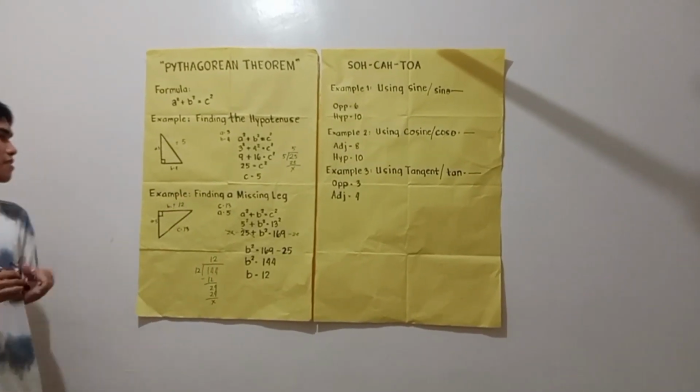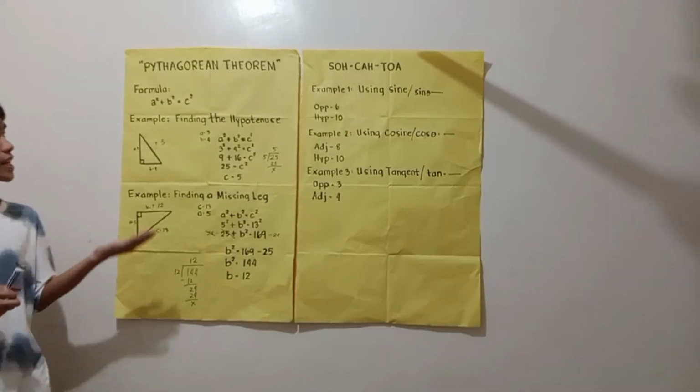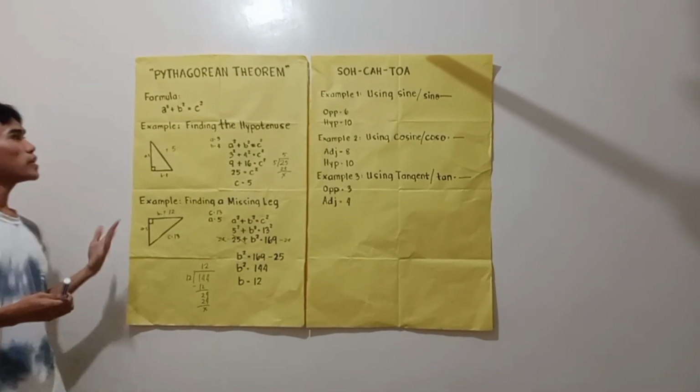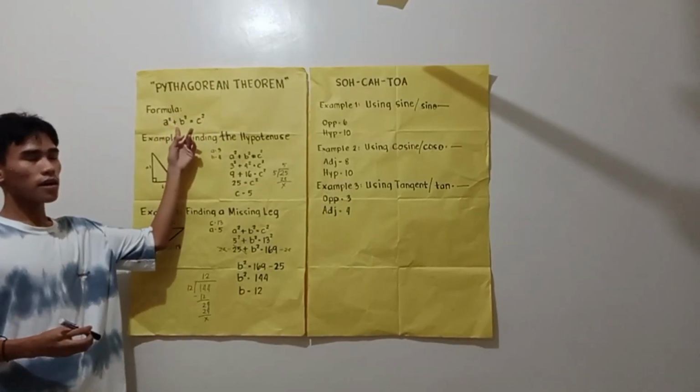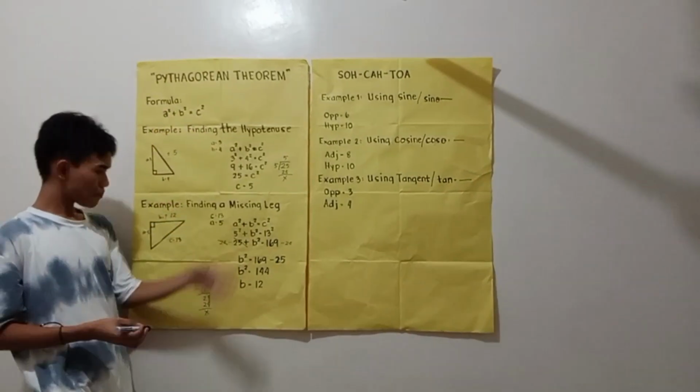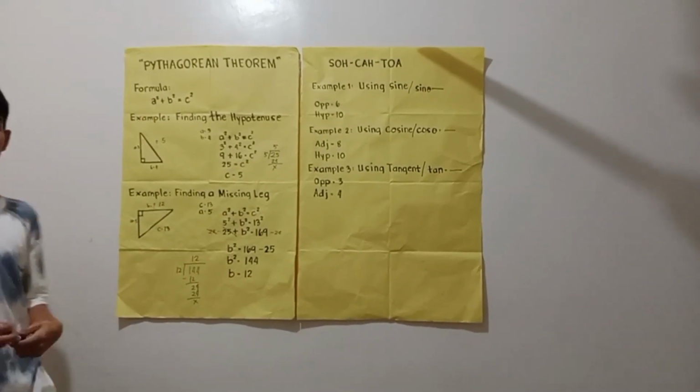So this is the basic steps on how to calculate the Pythagorean theorem if you're going to find the hypotenuse. This is the way, just this is the formula, and so that's all.